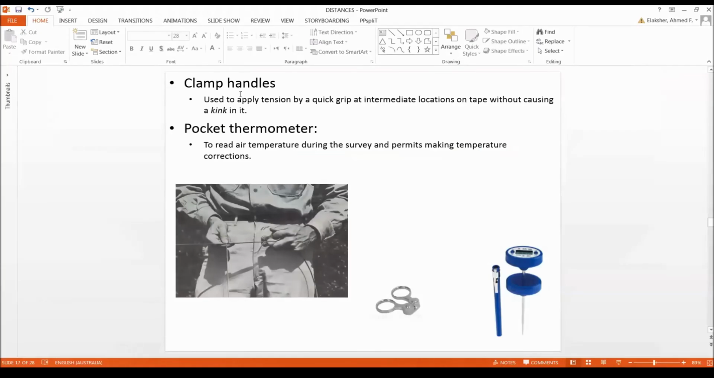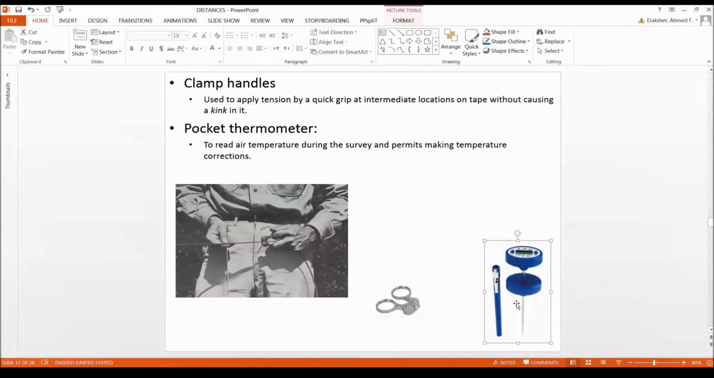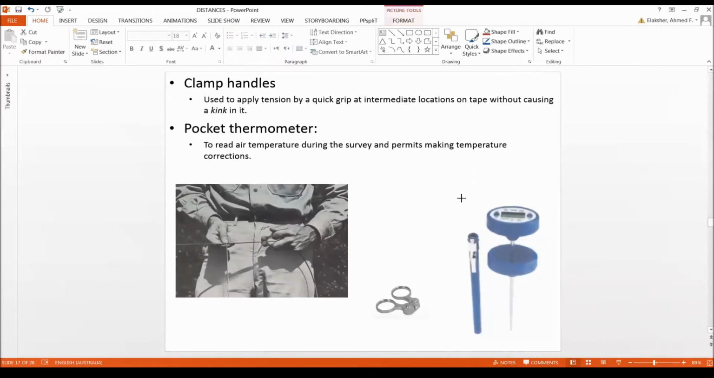Okay, so I need to make sure I handle this correctly. We use tape clamps here, just for safety, because the steel tape is very sharp. We use pocket thermometers to measure the temperature if we are going to be applying temperature corrections, or corrections for the change in temperature. I'll talk about this in a minute here.